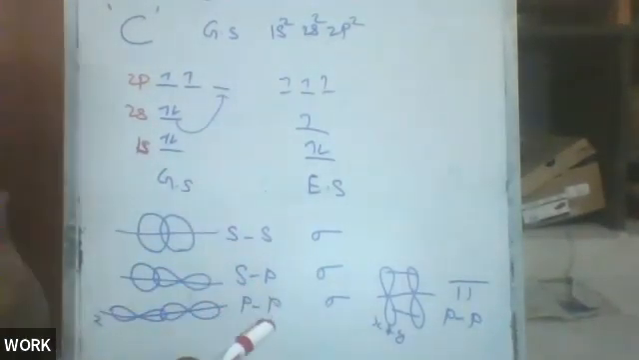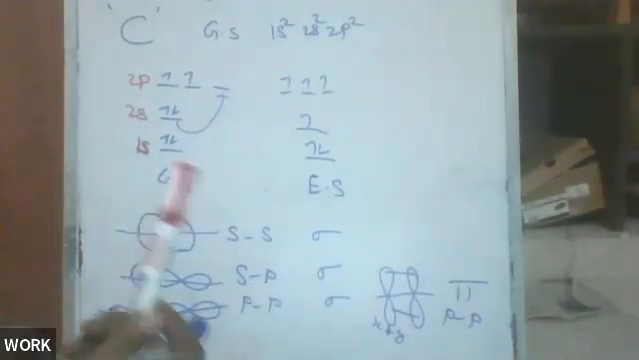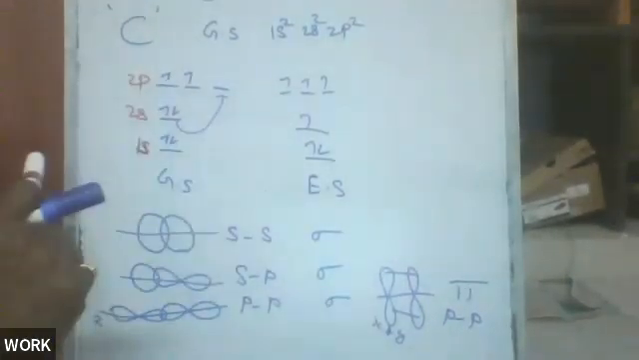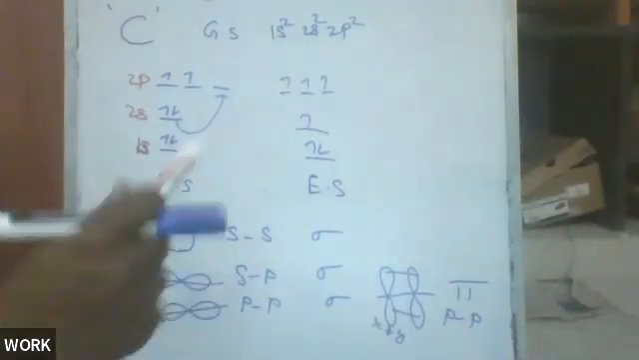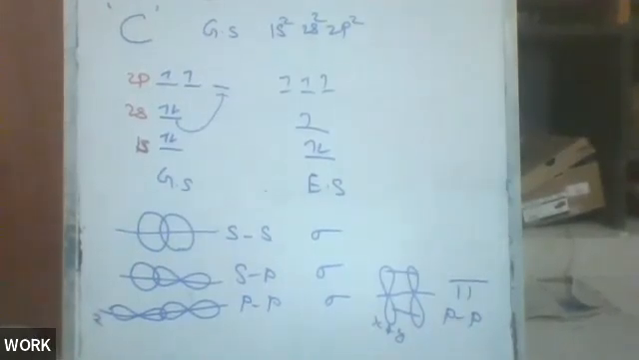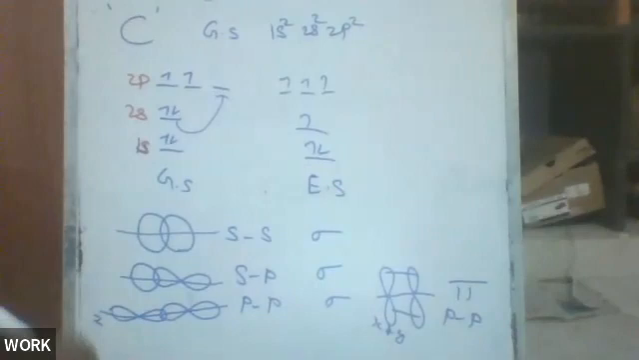Because s-s overlap means the 1s orbital of hydrogen and the 2s orbital of carbon overlapping, spherical, will give one type of bonding, and the p orbital, dumbbell, and s orbital, spherical, will give the other type of bonding. Whereas when you are seeing carbon tetrachloride or methane, all the four bonds are the same.